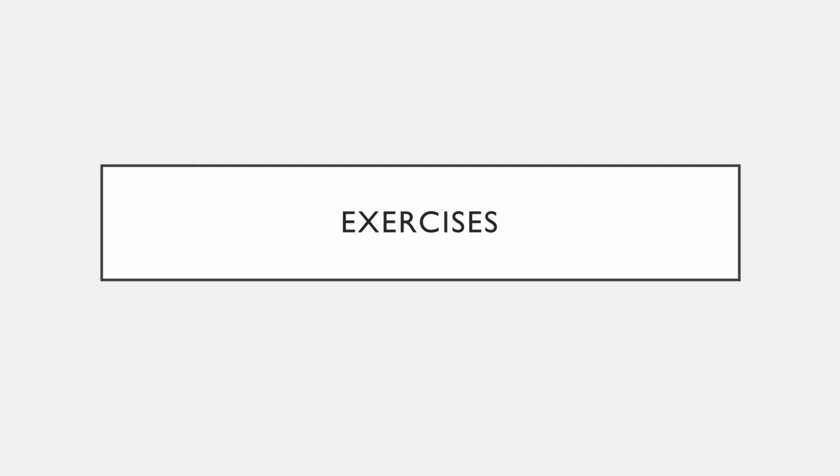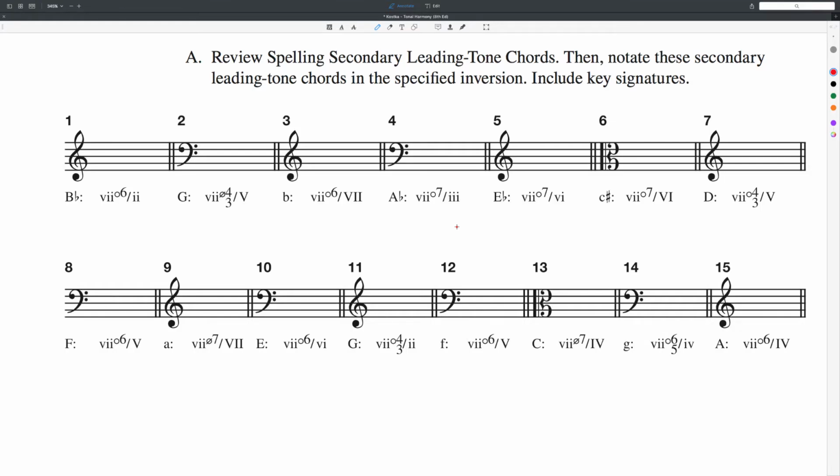Let's do some exercise in spelling and recognizing secondary leading tone chords. There are a couple of exercises in spelling secondary leading tone chords. Let's pick one. For example, I picked the third one. We are in B minor and we want to tonicize the 7th degree, but the major 7th degree.